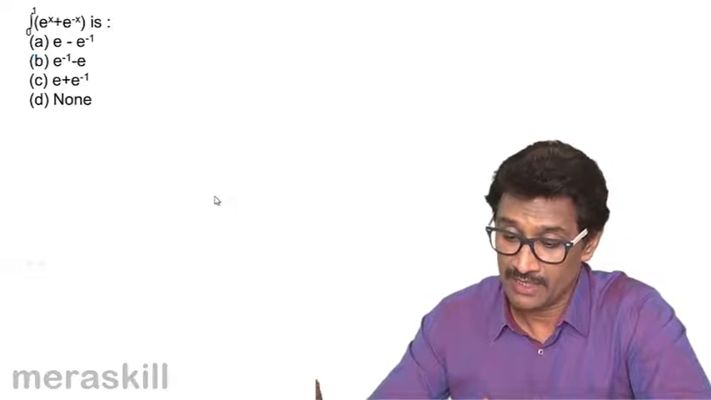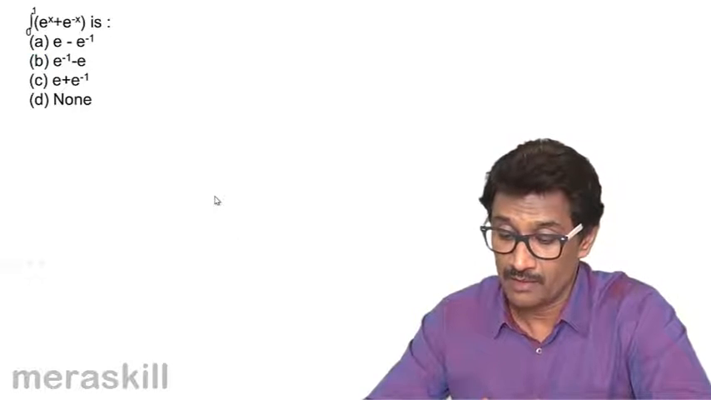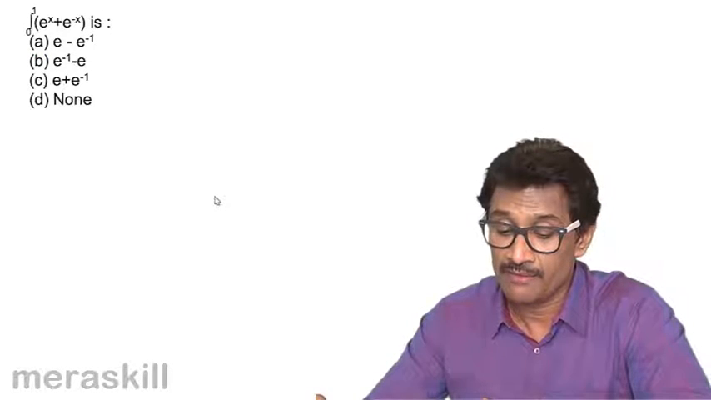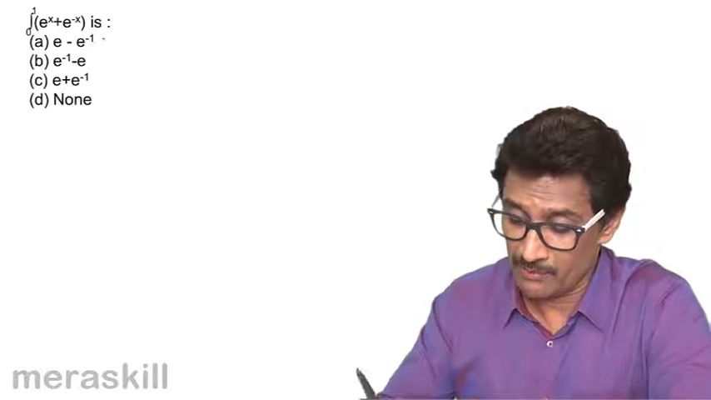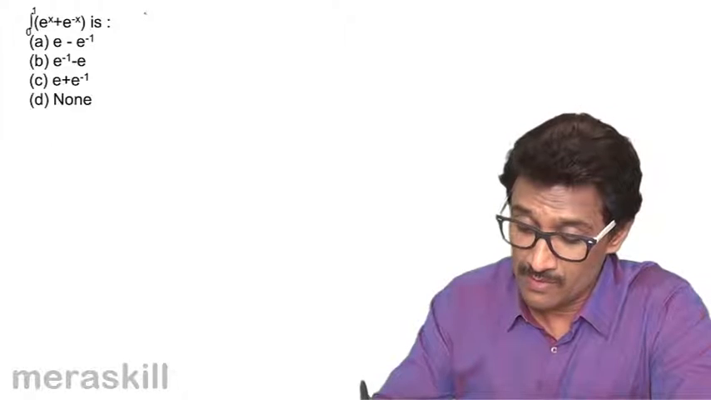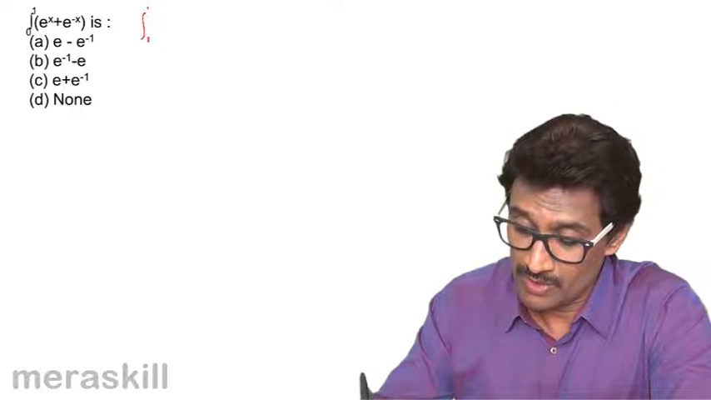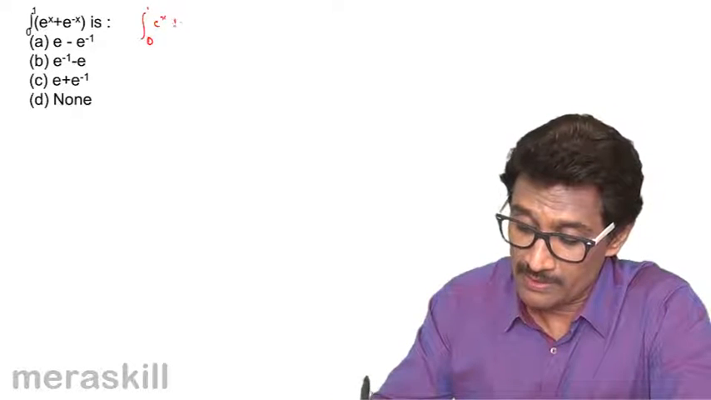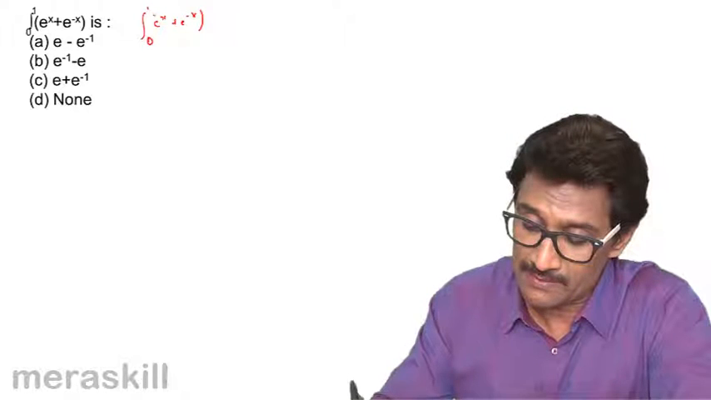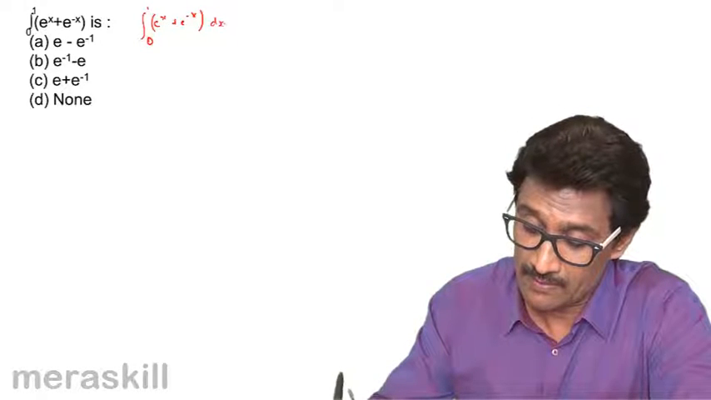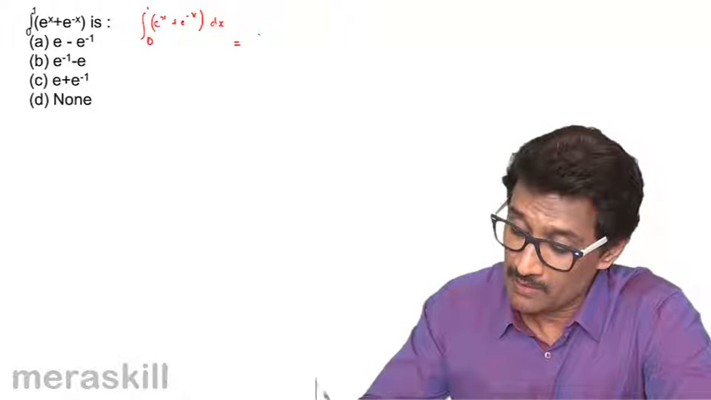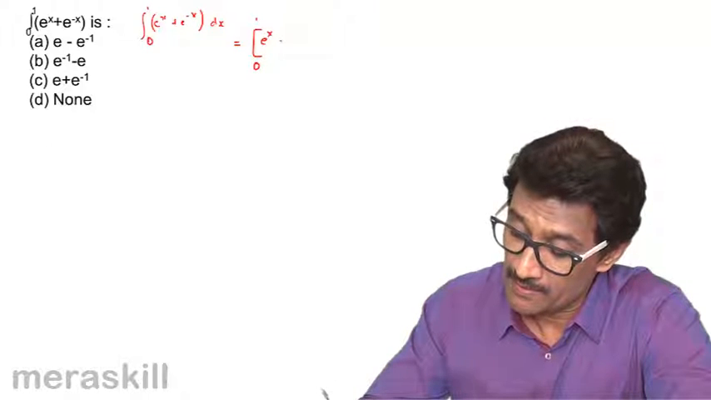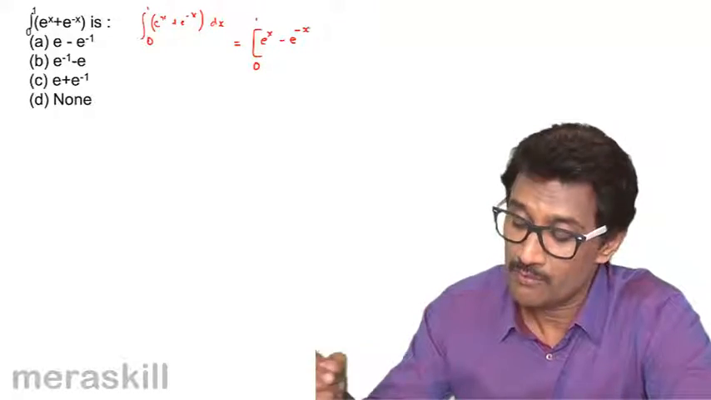Alright. Then here you have e raised to x plus e raised to minus x. We can do it the same way. If you take the integral from 0 to 1 of e raised to x plus e raised to minus x dx, it is nothing but e raised to x minus e raised to minus x, because if you take the derivative.